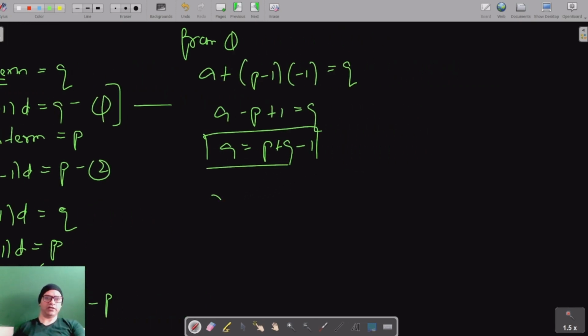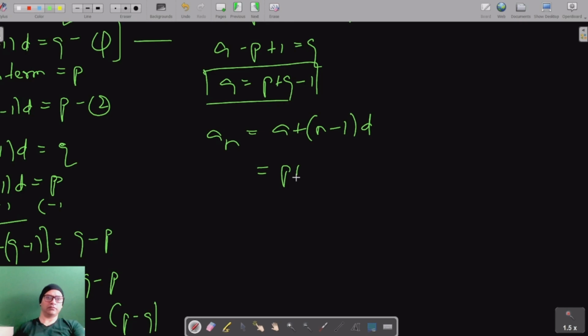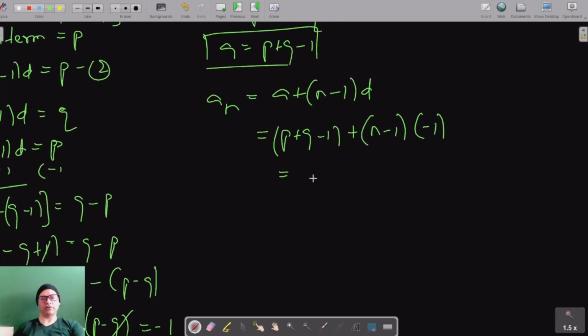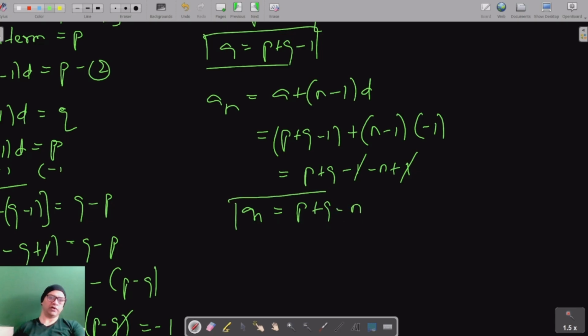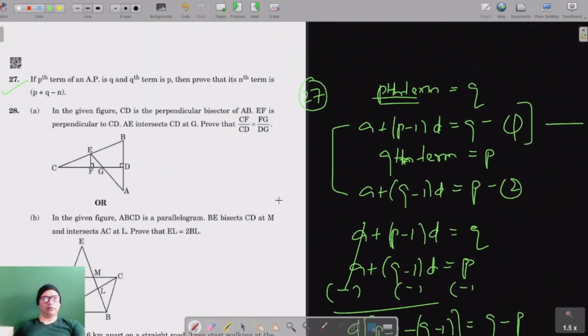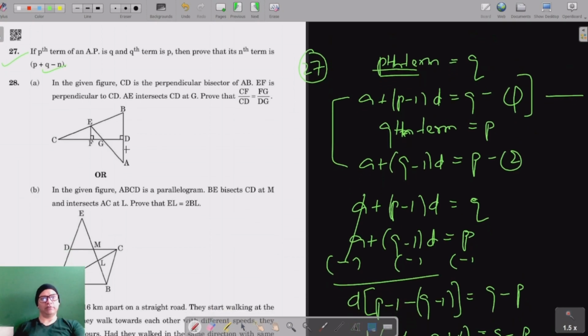And now we have to find the nth term. So the nth term is a plus n minus 1 into d, and a is p plus q minus 1 plus n minus 1. d is negative 1, which gives me p plus q minus 1 plus negative n plus 1, and the 1s are cancelled. So finally, the nth term is p plus q minus n. This is what was asked to prove. So the nth term is p plus q minus n.